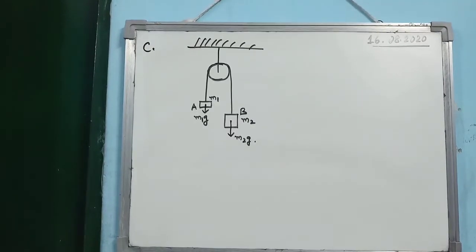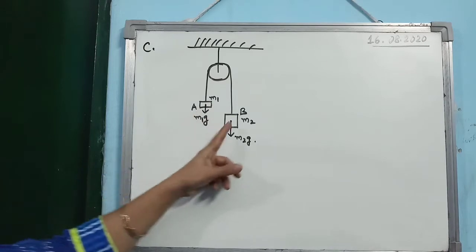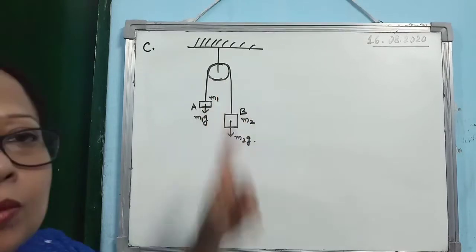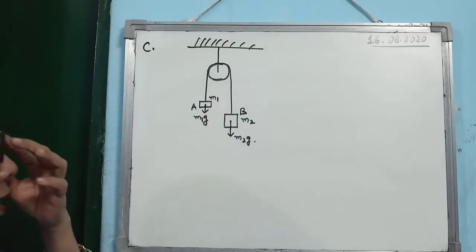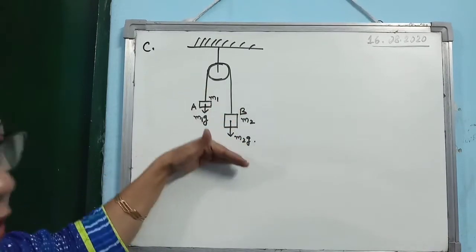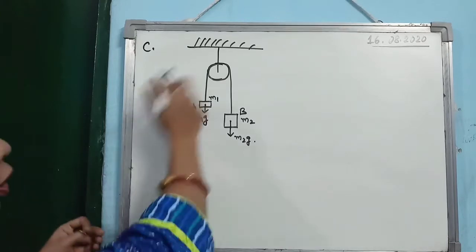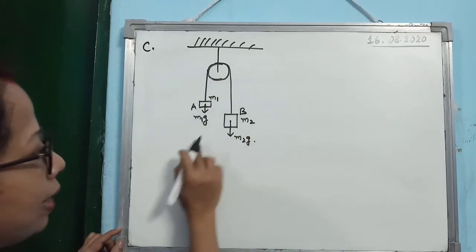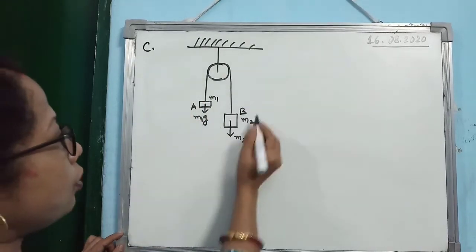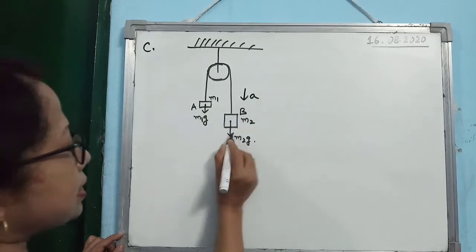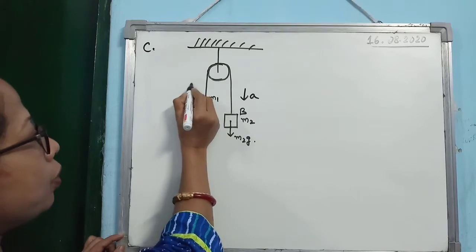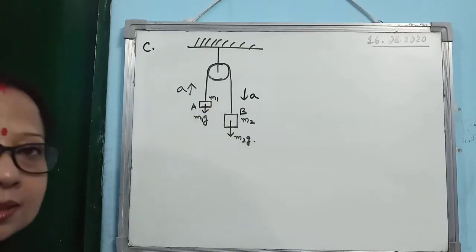Now the next example is that two bodies A and B having masses M1 and M2 are connected by a string suspended from a pulley. In this case, from the diagram it is clear that M2 is bigger than M1. So this side weight is more. So the body will move down as a whole. The system will come down in this direction. If you consider the acceleration, M2 is in the downward direction. But what will happen to M1? M1 will move up with the same acceleration.